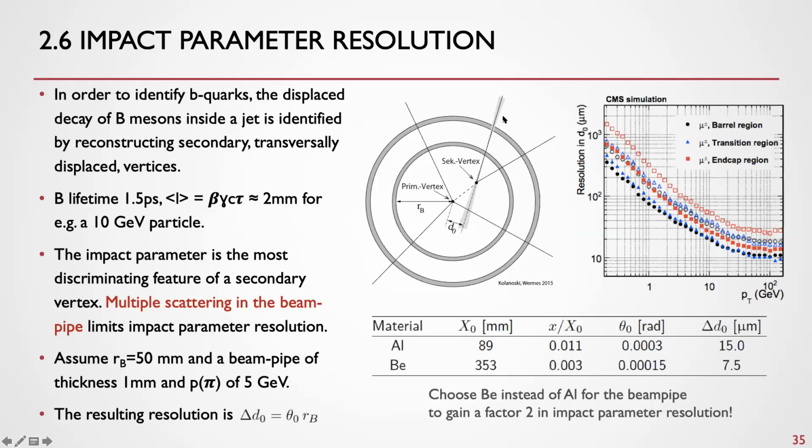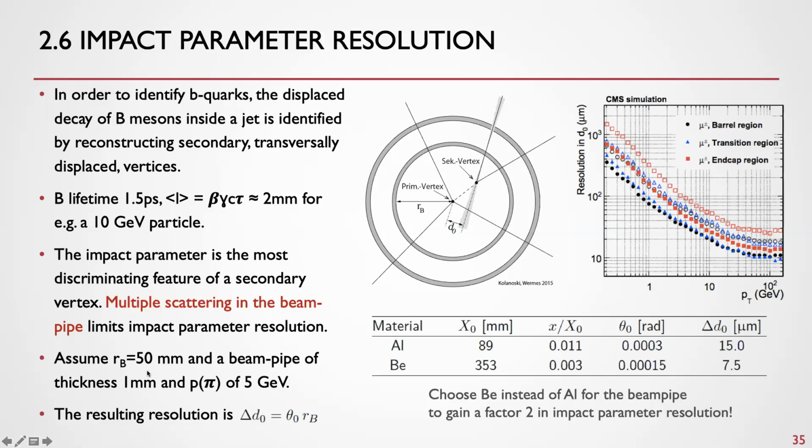Now, what will happen is outside here, let's say there is a detector signal coming from a pixel or a silicon strip, which is a few centimeters away from the beam pipe.